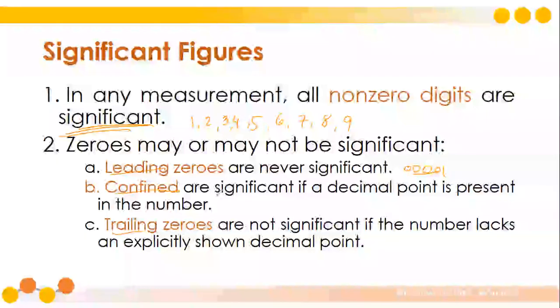Next, confined zeros are significant if a decimal point is present in the number. We'll discuss those later on as we go through our discussion. Trailing zeros, on the other hand, are not significant if the number lacks an explicitly shown decimal point. For trailing zeros to be considered significant, there has to be a decimal point. You might have difficulties visualizing what these zeros are, so let's proceed with our exercises.